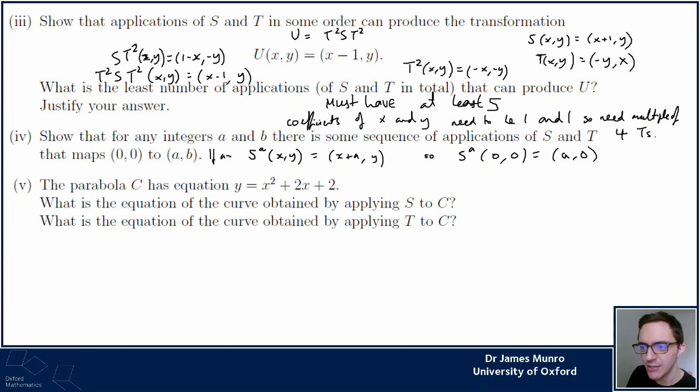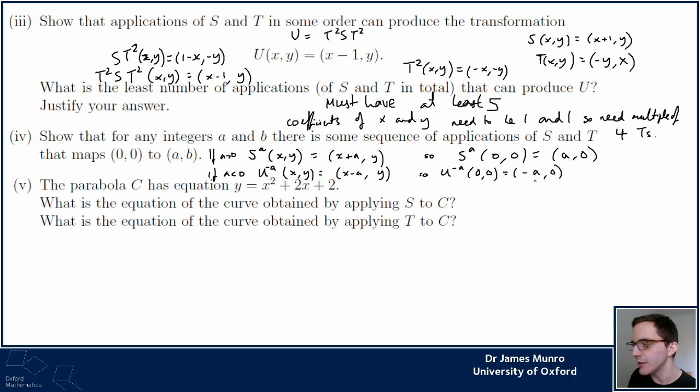So this is if a is positive. If a is negative, then I could do u to the minus a. If a is negative, then u to the minus a is saying do u a positive integer number of times. u of (x, y) is going to be (x - a, y). Okay, right. So that would take the origin to (-a, 0). So I can get to any point along the x-axis just by using s and u.